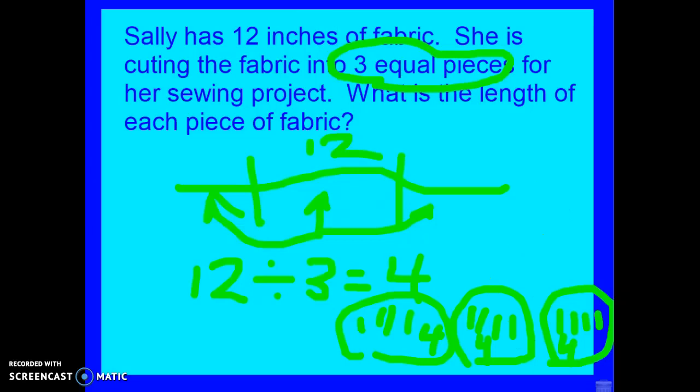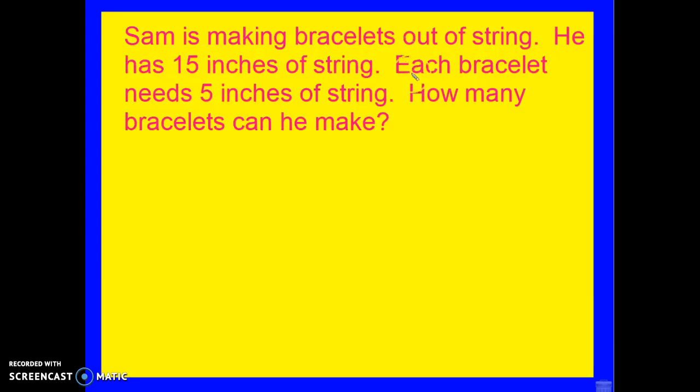Okay, last one for today. And you're good to start your formative. Sam is making 12 bracelets out of string. He has 15 inches of string. Each bracelet needs 5 inches of string. How many bracelets can he make?